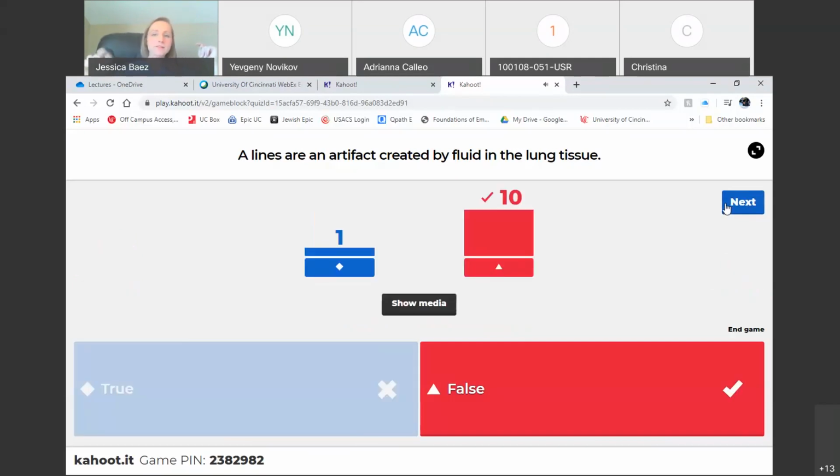Awesome. So A lines are those horizontal lines that are indicative of dry lung. So A lines are normal lung. So this one's false.